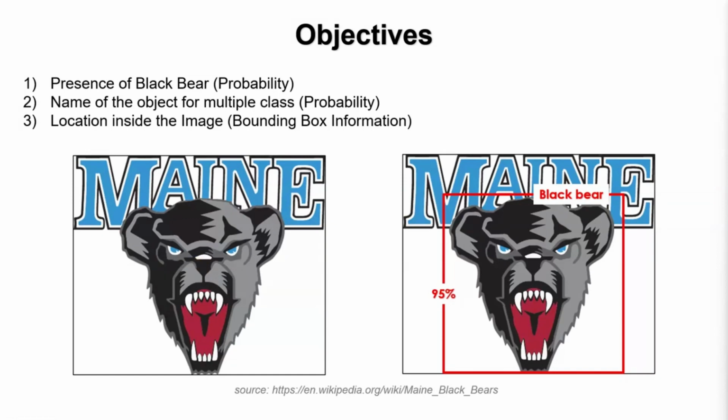Secondly, I want to know, if an object is present, what class that object belongs to. Is it a bear, is it a cat, or is it a dog? And lastly, I want to know the position of this bear, which will be defined in terms of these bounding boxes.